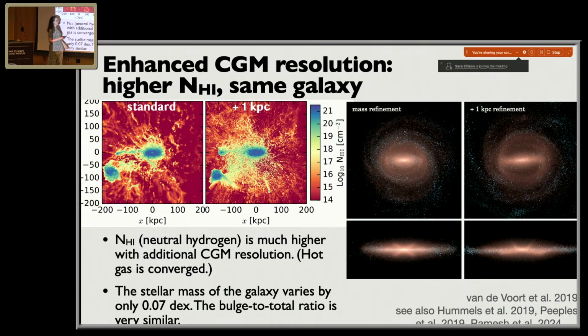So you might think that this cool gas will then really change the accretion onto the galaxy and thus the subsequent star formation. But the galaxy is actually the same mass in both simulations, has a similar bulge-to-total ratio, and a similar star formation history. So just because something changes about your CGM, and of course you need to be careful when you compare to observations that you know what's going on, if it's not converged, it's important that you know that, but it doesn't necessarily immediately affect your galaxy.